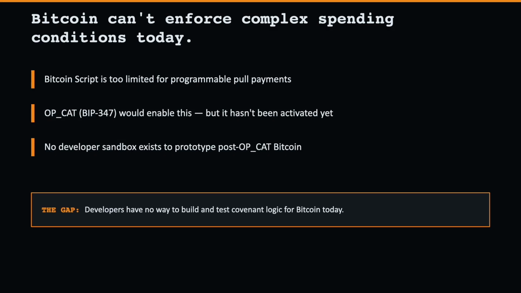Here's the problem. Bitcoin can't enforce complex spending conditions today. Script is too limited. OP-CAT under BIP 347 would fix this, but has not been activated. And right now, there is zero developer tooling to prototype what post-OP-CAT Bitcoin even looks like.